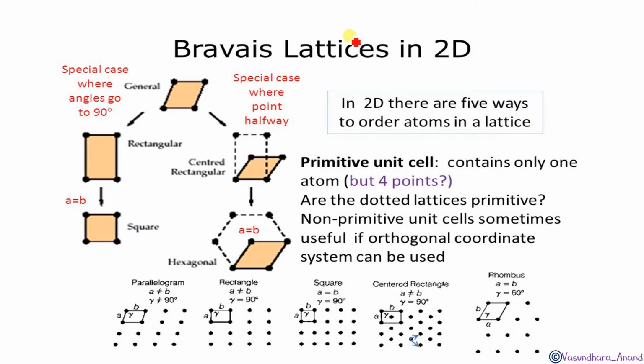So see, this is the 2D one. Here are the 5. This is rectangular, where this is side A and this is length B. A and B are not equal to each other, but the angle is 90 degrees. In this case, A and B will be equal and the angle will also be 90 degrees. This is the parallelogram, where A and B may or may not be the same, but the angle is not 90 degrees. Another is called the centered rectangular.